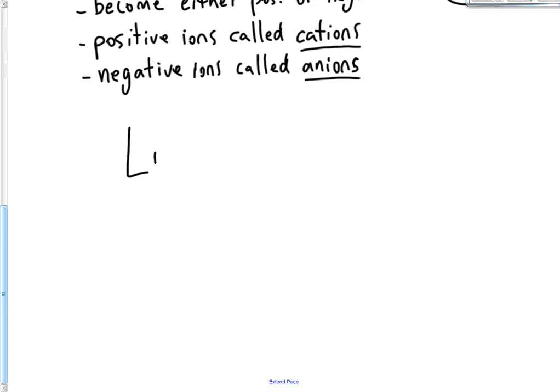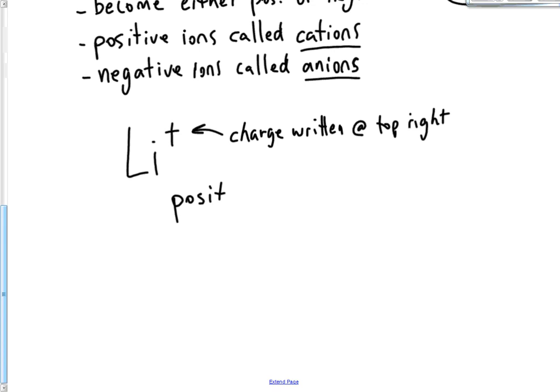Okay, so if we were to look at an ion symbol, let's say we have Li plus, okay? The charge is written at the top right, which is different than a subscript, which we'll get into later, but charge is written at top right, okay? A positive charge means that there are now more protons than electrons, so it means that we have lost electrons.